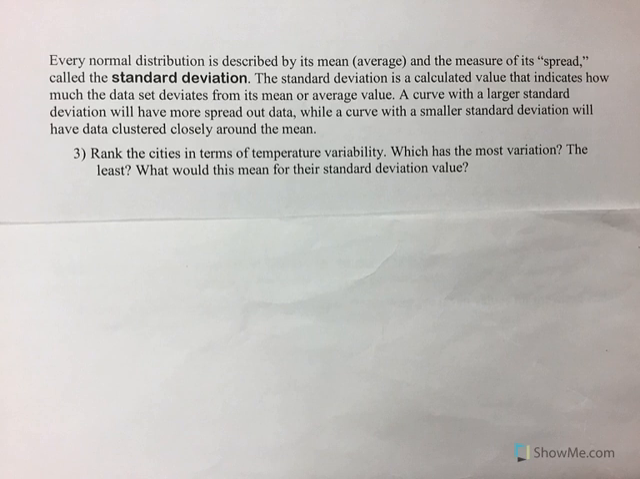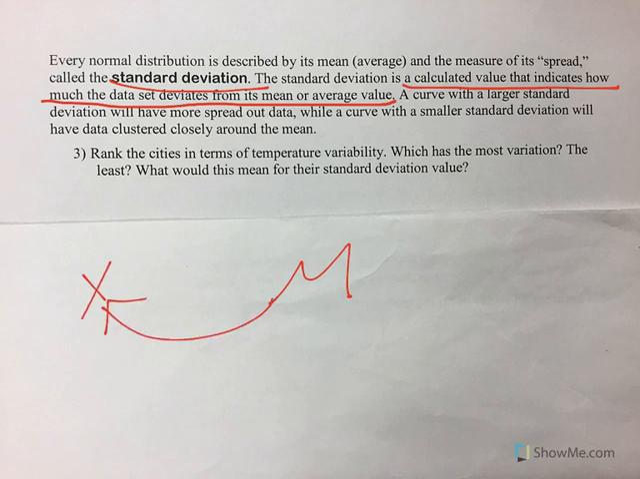And this gets us into standard deviation, right? This is the idea of standard deviation. So when we talk about standard deviation, here's the definition. It's a calculated value that indicates how much the data set deviates from the mean or average. Basically, we're saying if the mean is here and my value is here, how far away is it? What's the number of standard deviations away?